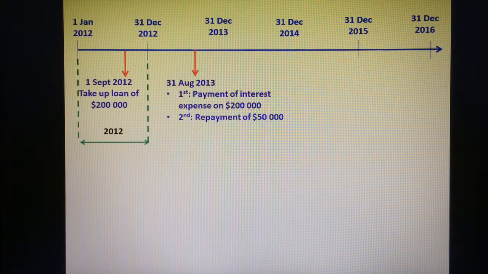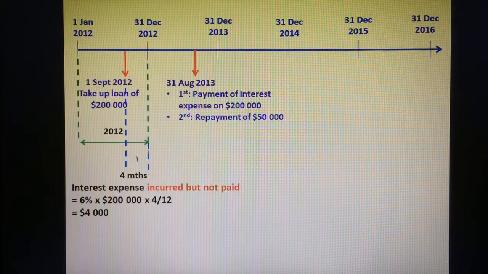Let's focus on the financial year 2012. The bank will start to charge interest on the loan of $200,000 on 1st September 2012. Therefore, from 1st September 2012 to 31st December 2012, the business has to pay interest for these 4 months, which is $4,000. It is calculated based on the interest rate of 6% per annum multiplied by the loan amount of $200,000 and multiplied by the 4-month period, which is expressed in years.